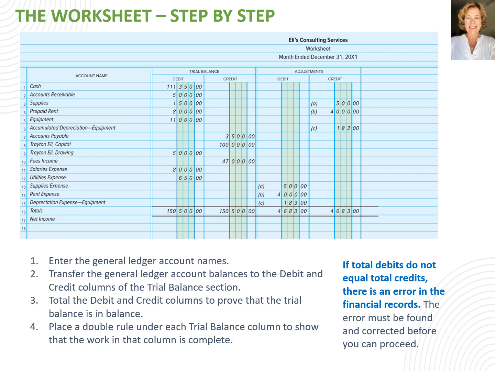You enter the balances from the T accounts into the trial balance columns. You tally up all of the amounts, and if you've done everything right, you transferred the amounts correctly, the totals for the trial balance columns should be equal. At the end, you place a double rule under each trial balance column to show that the work in that column is complete. So let's do that together.